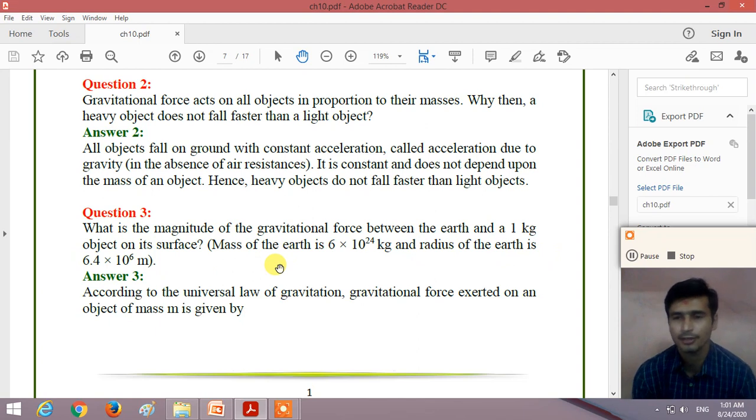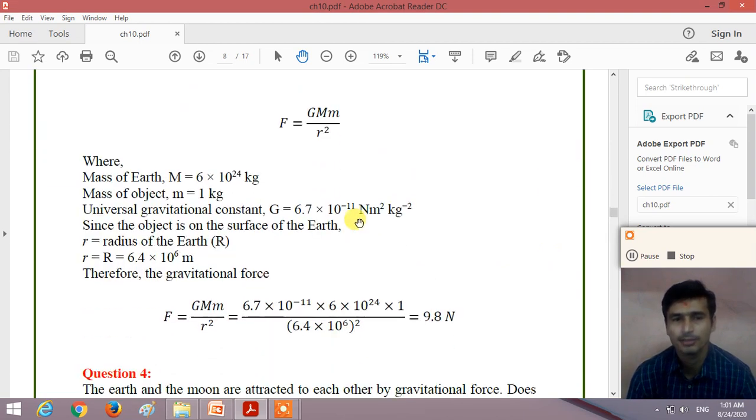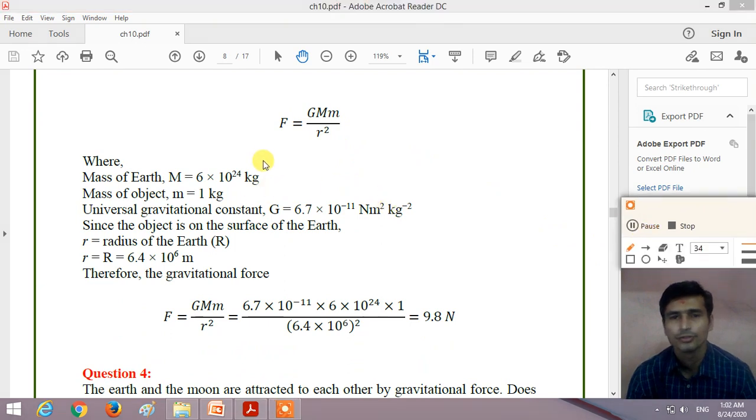Right? We need to calculate the gravitational force. So now, what is the formula of the gravitational force? According to the universal law of gravitation, the formula of the gravitational force is F is equal to G m1 m2 divided by r square. So from that, the gravitational force between the earth and the object of mass 1 kg is F is equal to G capital M small m divided by r square, where capital M is the mass of the earth.